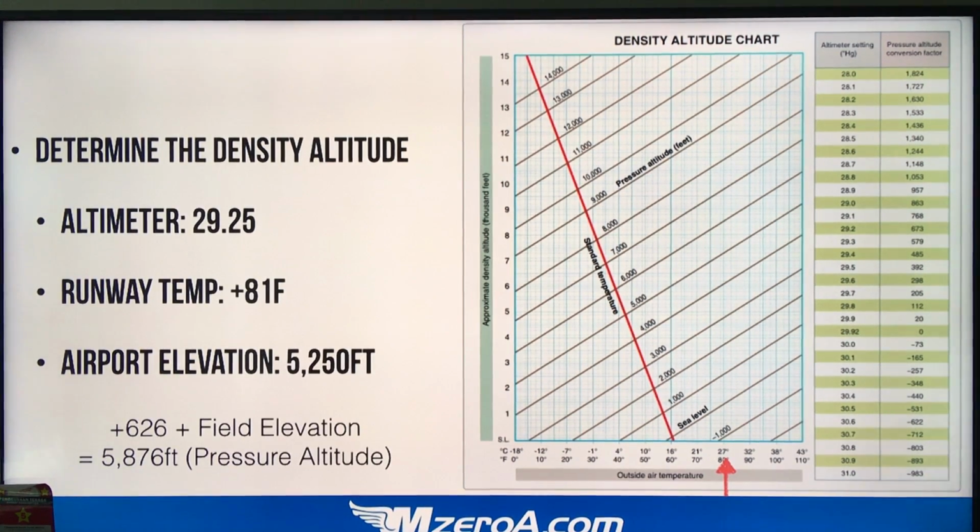I take it all the way up to my pressure altitude brown line of 5,876. I read it straight on across to get a density altitude of about 8,200 feet. My airplane, my Cessna 172, sitting on the ground is going to perform and feel like it's already at 8,200 feet. Considering the airplane only has a service ceiling of 14 to 15,000 feet, I'm going to be real limited about when and where I can actually fly.